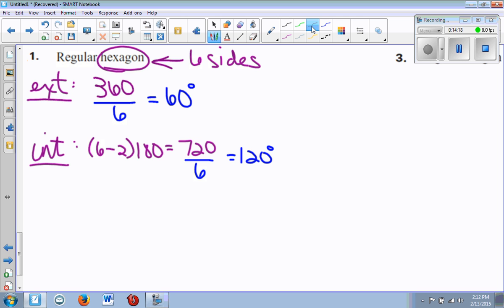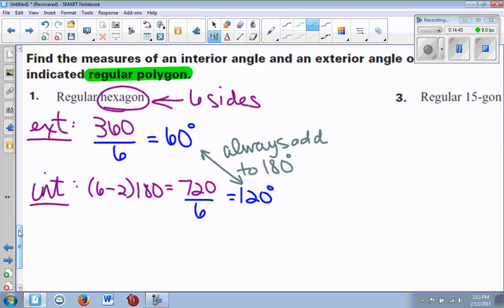So here's what you should notice. If you want to do a quick check, look at the two measurements that you got. Think in your head. If you add those together, what do you get? The answer should be 180. That will always happen. If you do a problem like this, the one interior and the one exterior you find will always be 180 when you add them together. Meaning that you can always do a double check on yourself. Did I do this problem correctly? If you did, adding those two answers together will always give you 180 degrees.